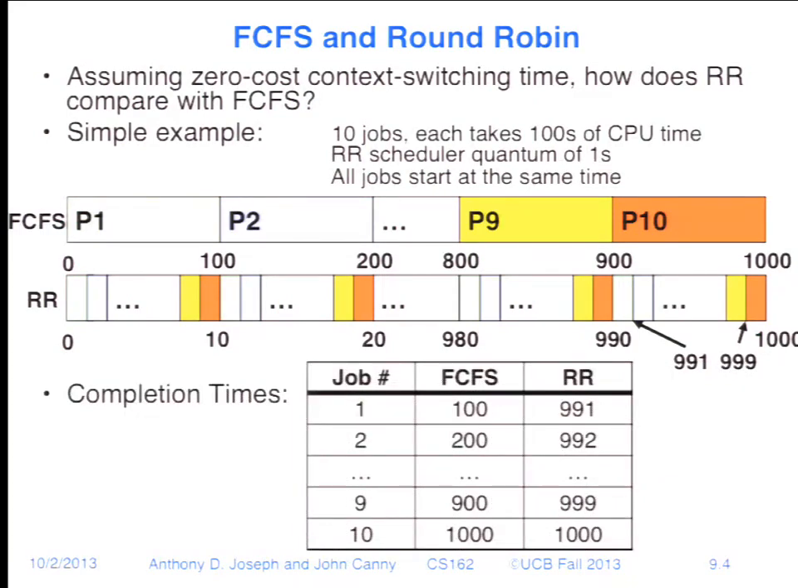So here we're showing the completion time for each job. And first come, first served, it's just the point where the job finishes. So it's 100, 200 through 1,000. And then round robin, because they're all finishing in that very last chunk, is between 990 and 1,000. So how do the average completion times compare? What's the average of these numbers here? What's that? 550. Yeah, 550. Yeah, very good.